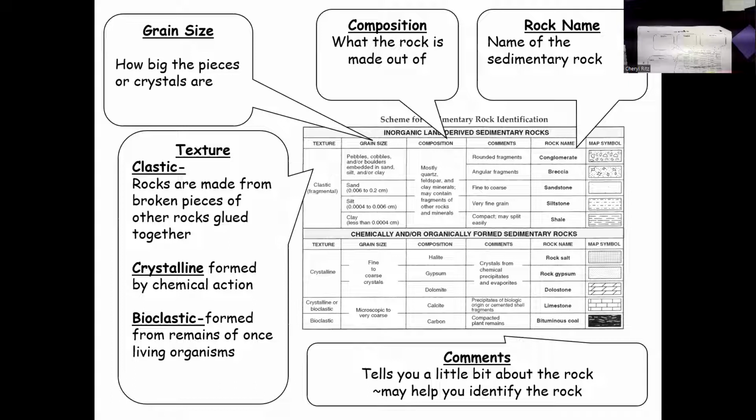So just like all the other rock charts and the mineral charts that we've used so far, I like the Post-it note technique, where you look at the rock, you decide first, is it plastic, crystalline, or bioplastic? Then you look at the grain size or the composition, and you eliminate all the wrong answers, basically. So it's just like all the other rock charts we've used so far this year.